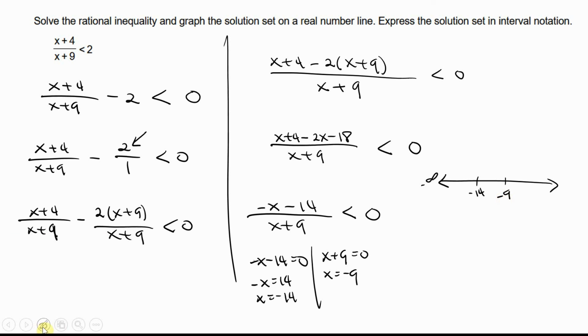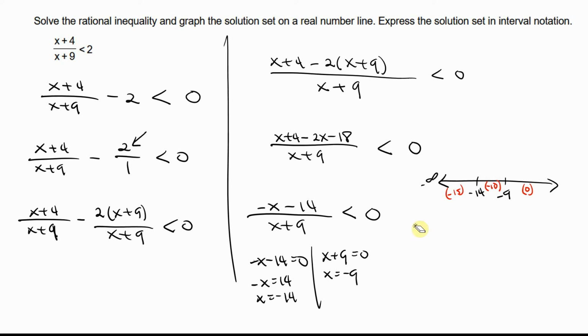Let's test some values in between. There's a negative 15 over there, a negative 10 here, and then 0 is over there.